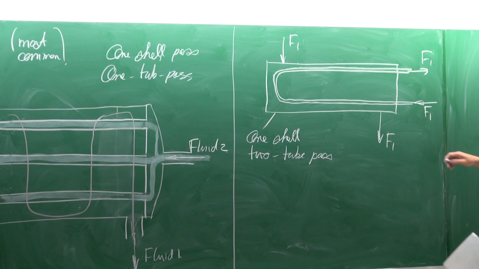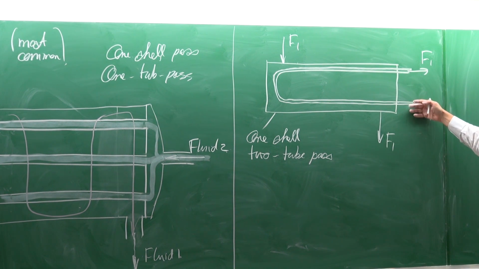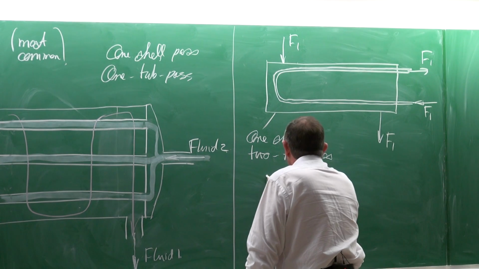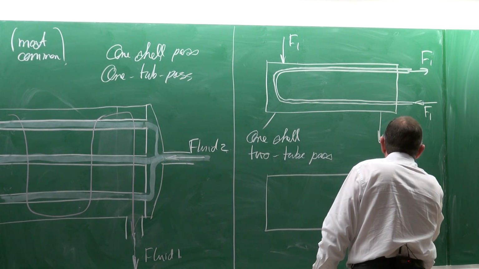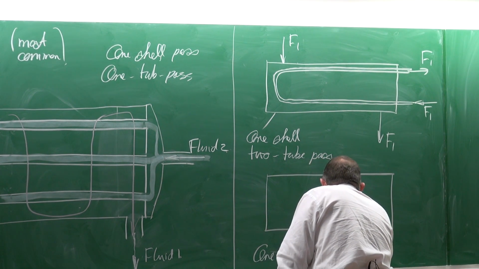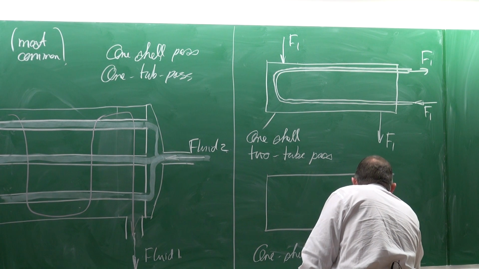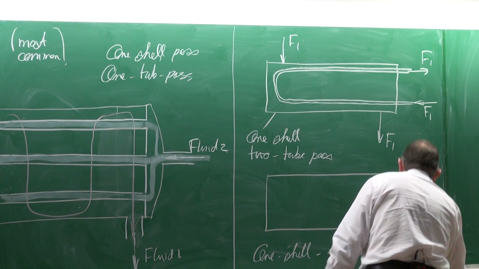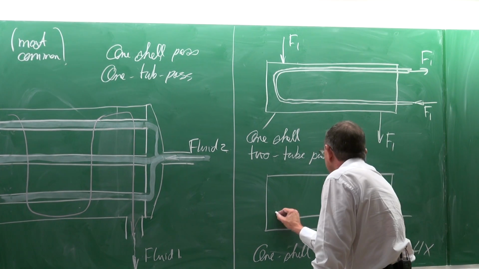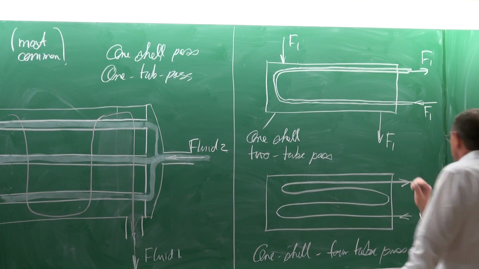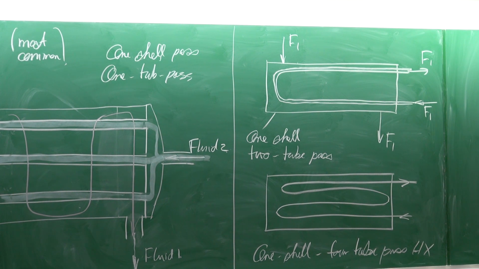The next, okay, so you can get a one shell pass and a four tube pass heat exchanger. A four tube pass heat exchanger, so that is the one shell. One shell and a four tube pass heat exchanger. Four tube passes would mean 1, 2, 3, 4 going out. A four tube pass heat exchanger.